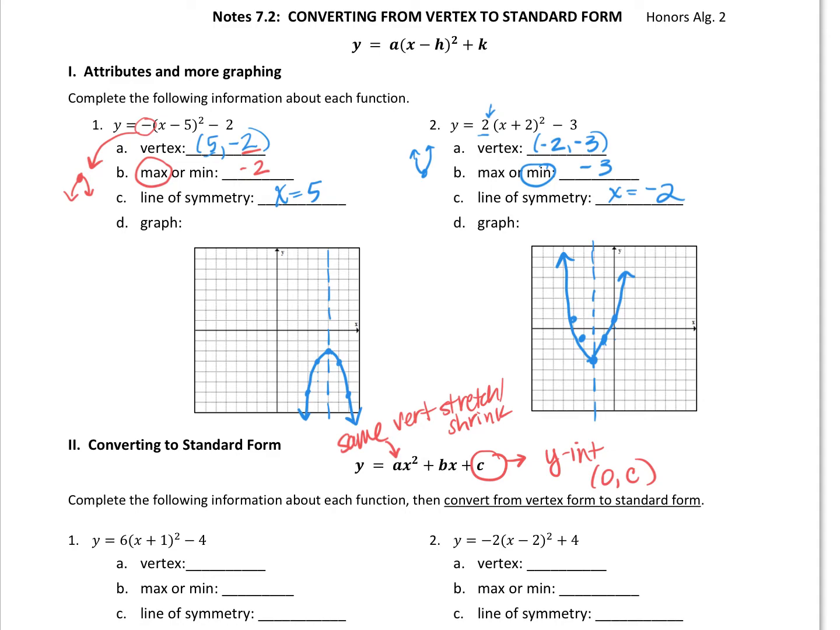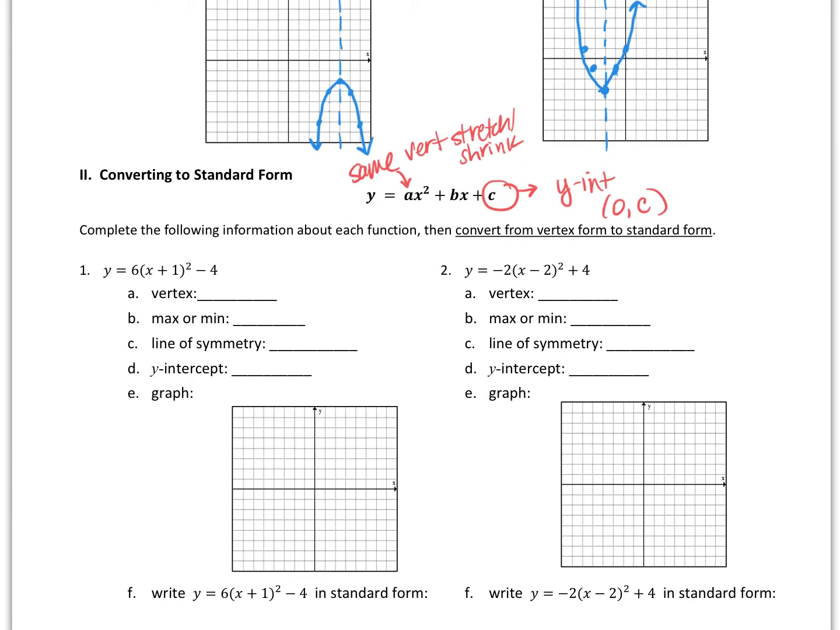So let's look at some of these and convert them. So we're just going to clean them up and convert them to standard form. Same steps as before. We're still going to break it down into vertex. So my vertex will be negative 1, 4. It's opening up. 6 is positive, so it's going to open up, which means I have a minimum. And my minimum is where y is negative 4. That should be negative 4. Line of symmetry is going to go through x equals negative 1. Y-intercept, I don't know yet. Let's wait on this, and it will become apparent, okay?